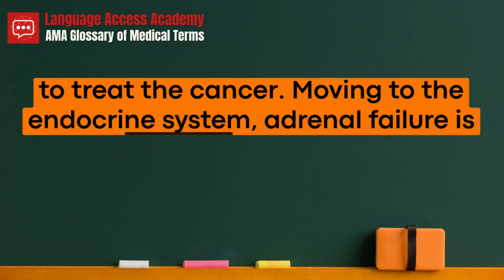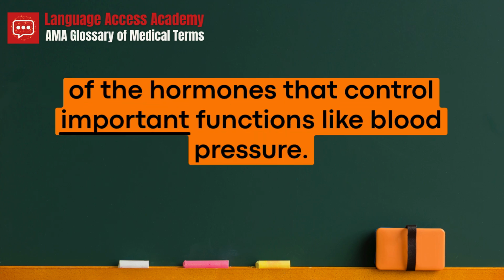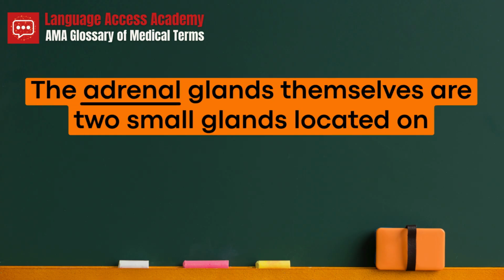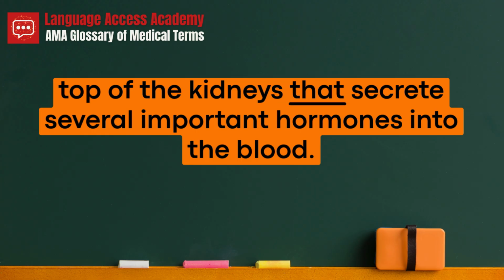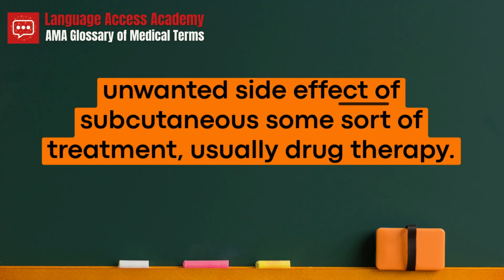Moving to the endocrine system, adrenal failure is a condition in which the adrenal glands do not produce enough of the hormones that control important functions like blood pressure. The adrenal glands themselves are two small glands located on top of the kidneys that secrete several important hormones into the blood. An adverse reaction is an unintended and unwanted side effect of some sort of treatment, usually drug therapy.